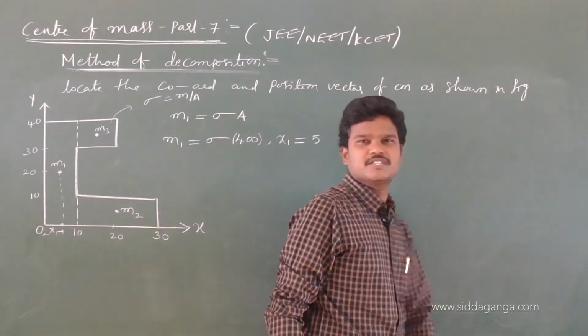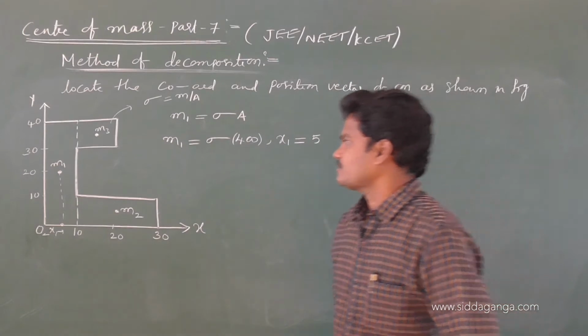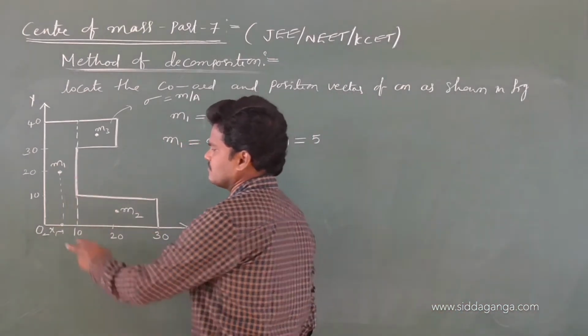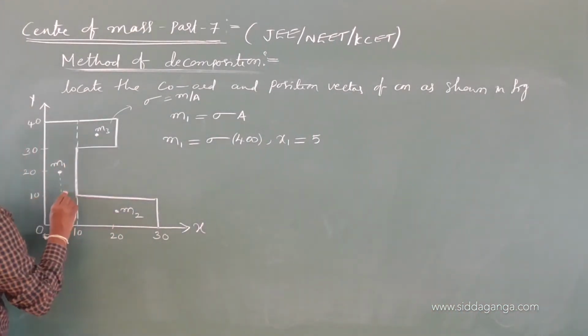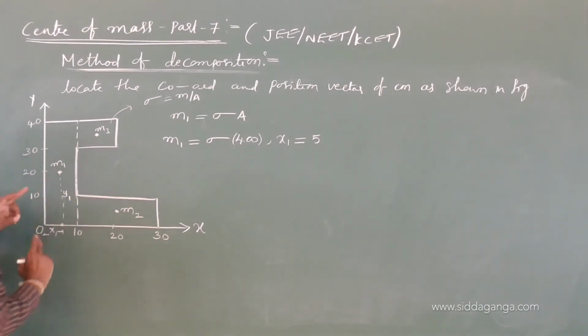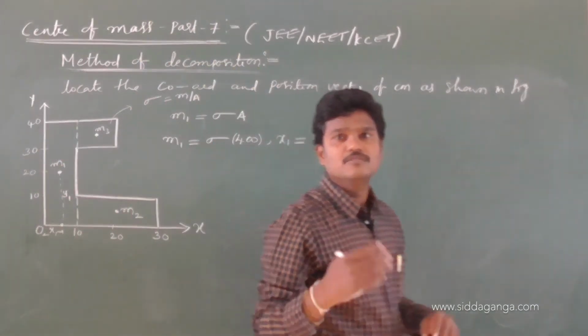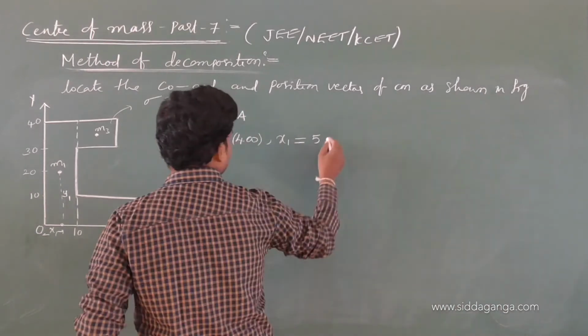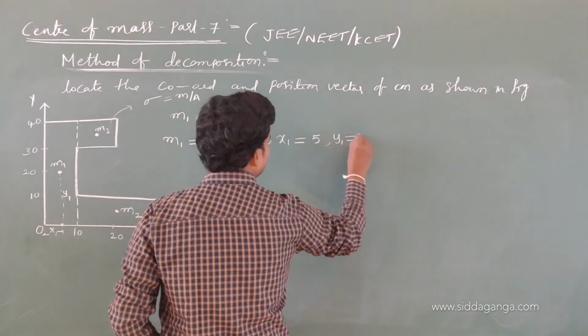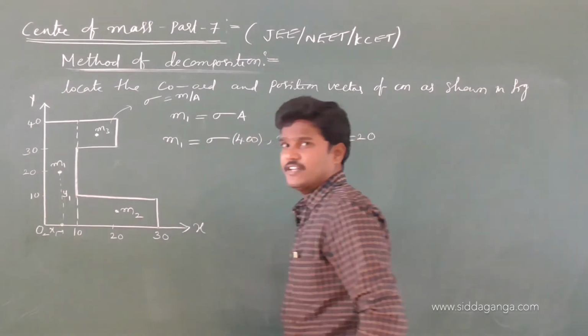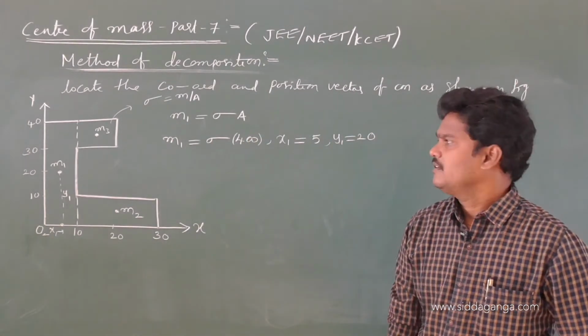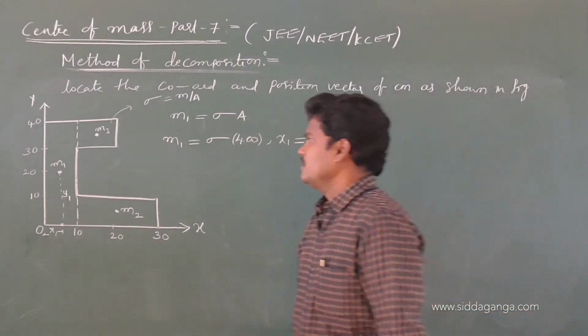If it is meter, then meter; centimeter, then centimeter. Give proper units. Coming to y1. y1 is very clear, 20. This is y1. Where is the center of mass? From the origin, it is at a height of 20. Otherwise, starting value 0, ending value 40: 0 plus 40 by 2, 20. So y1 is 20. x1, y1 are clear. Now coming to M2.